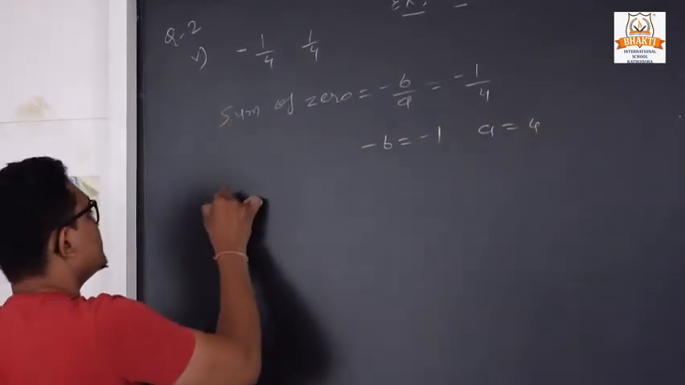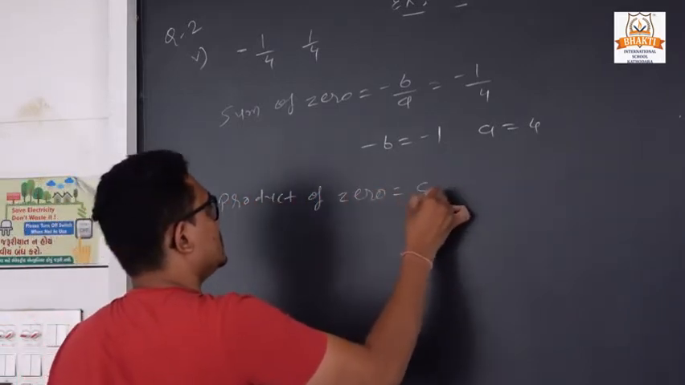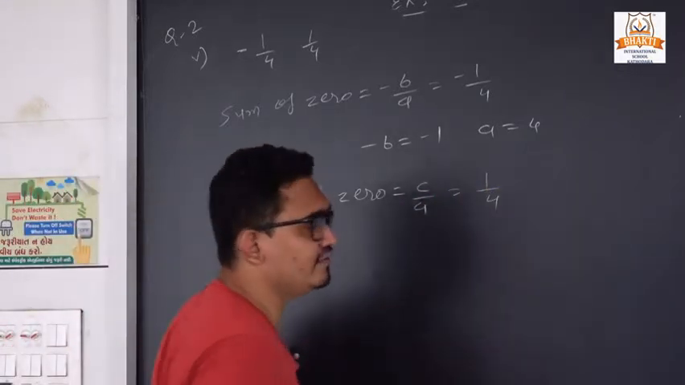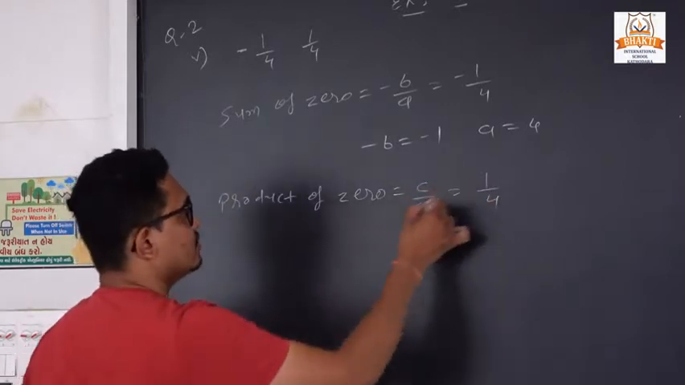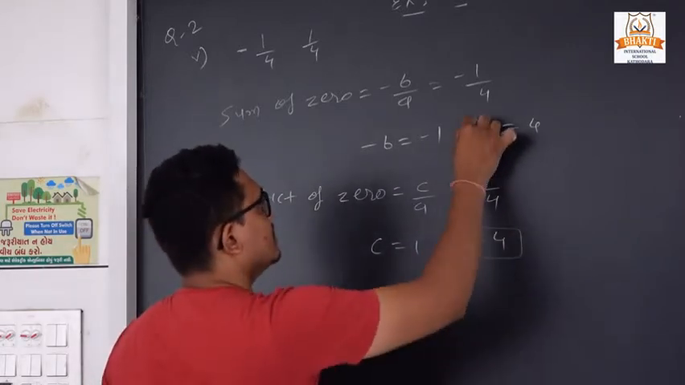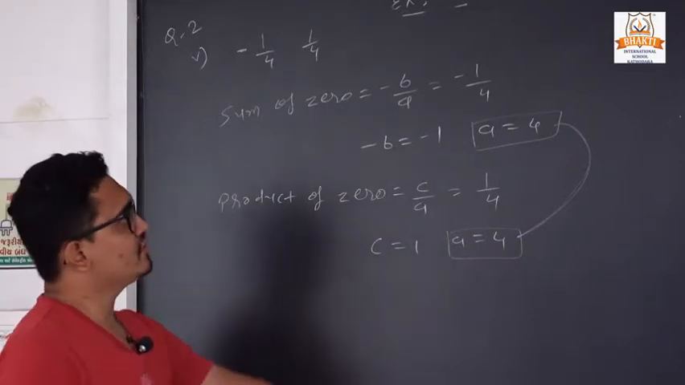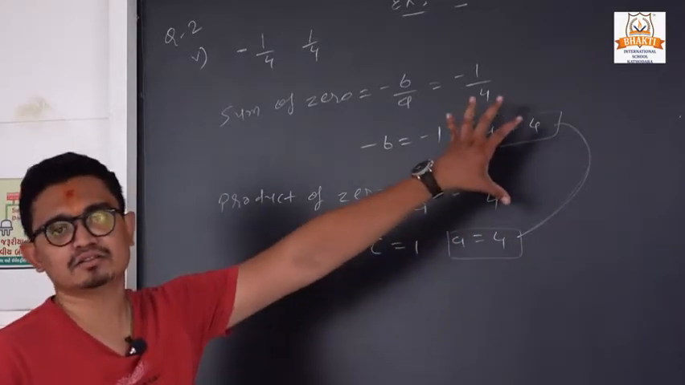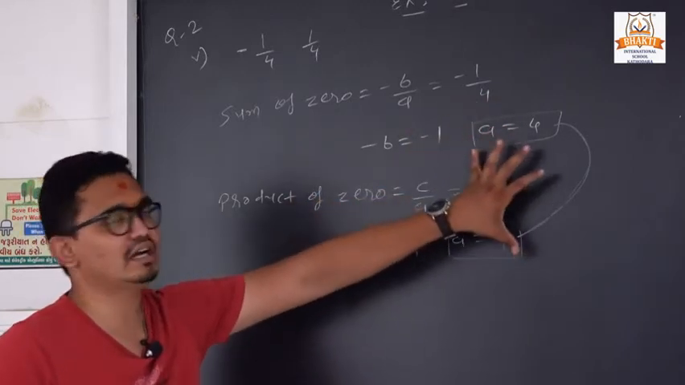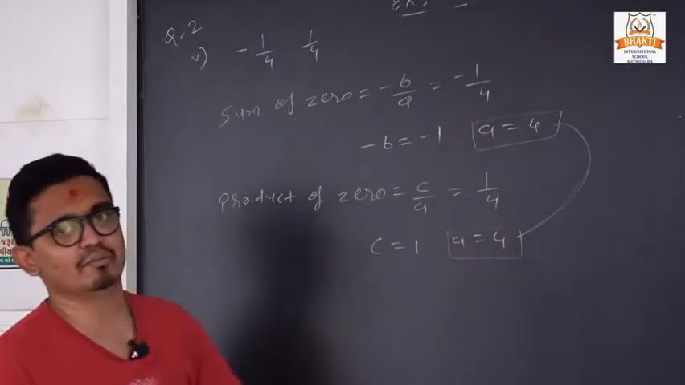Now second case, product of zeros is equal to c upon a. So it is also given as 1 by 4. Now compare both. So c is equal to 1 and a is equal to 4. So in this case, both have the same value, a is equal to 4. Clear? So we are not multiplying with any number, because the value of a in condition 1 and condition 2 are both the same. So here we are not using any multiplication with any number.